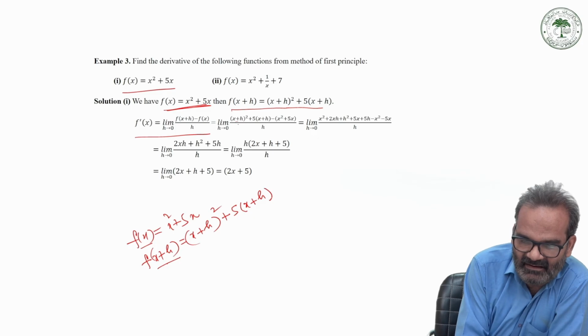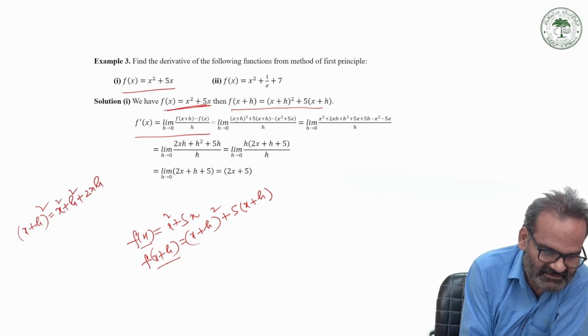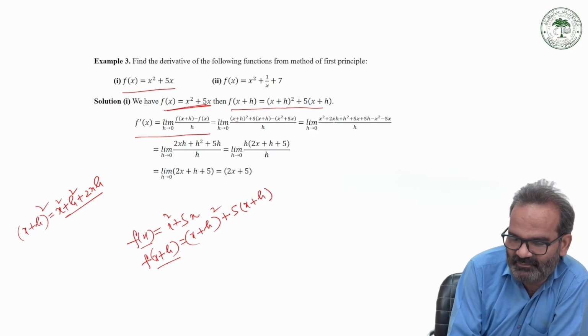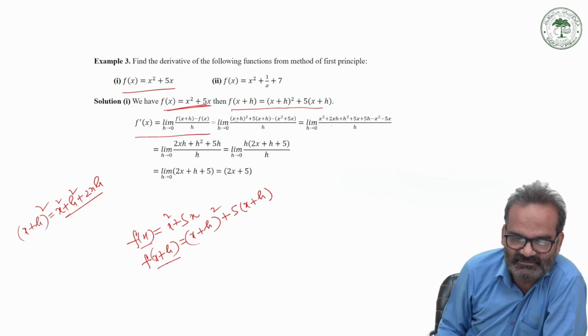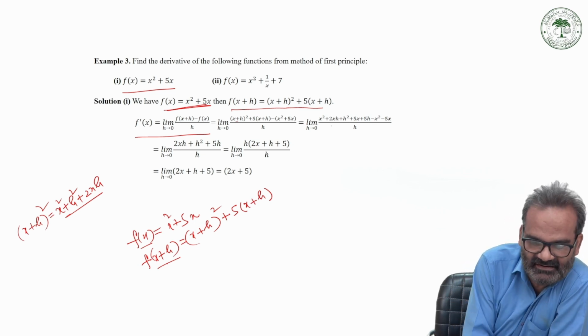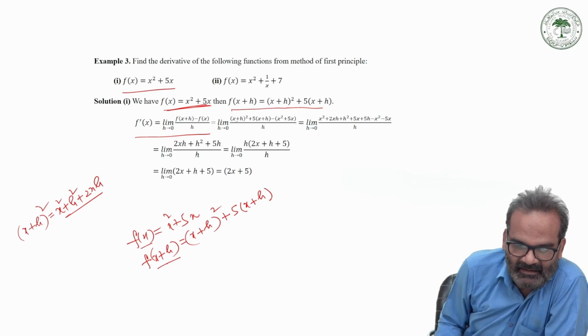Simplify it. Here (x plus h) power 2, we will use the formula of (a plus b) square. This is x square plus h square plus 2xh, right? So x square plus 2xh plus h square plus 5x plus 5h minus x square minus 5x. Some terms will be cancelled out. What is left? Limit h tends to 0, 2xh plus h square plus 5h divided by h.